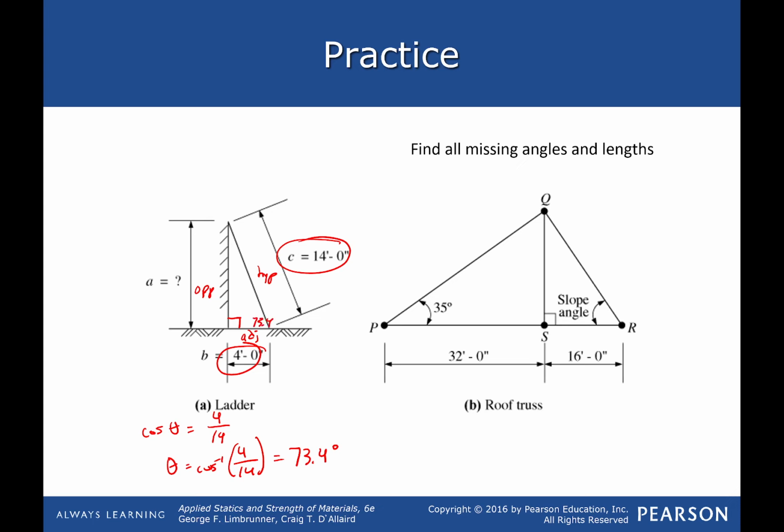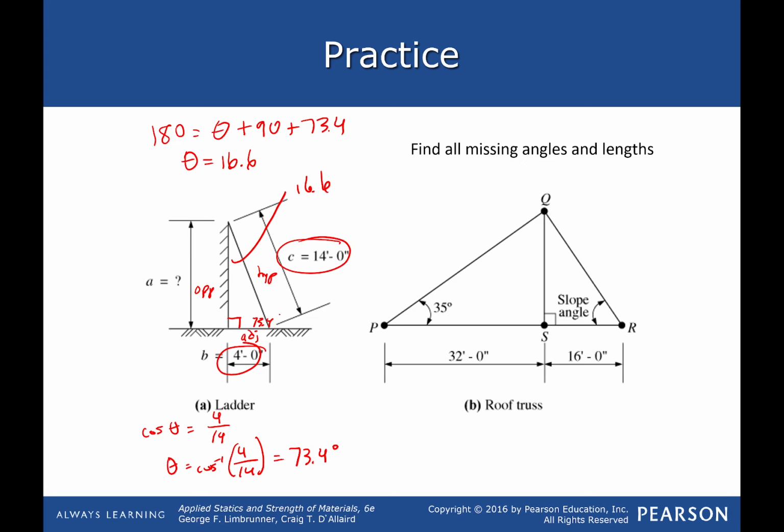Well, let's avoid trig, and we can just remember there's 180 degrees in a triangle. So 180, I call this guy theta, is equal to theta plus 90 plus 73.4. And so theta turns out to be 16.6. And we have it. So 16.6. Okay, we have two of the sides, we have all three of the angles. So let's find that last side now.